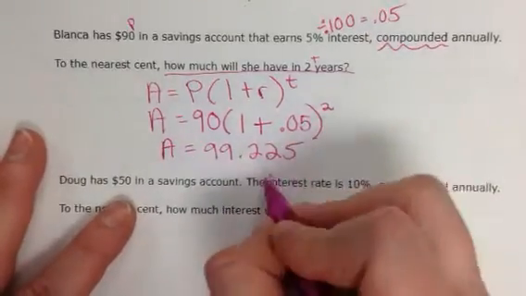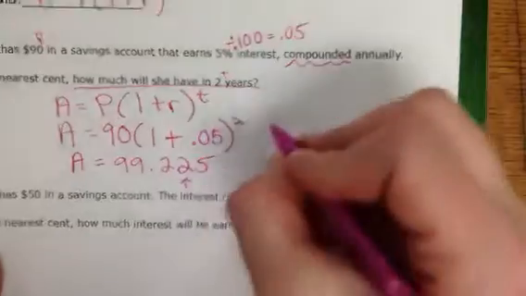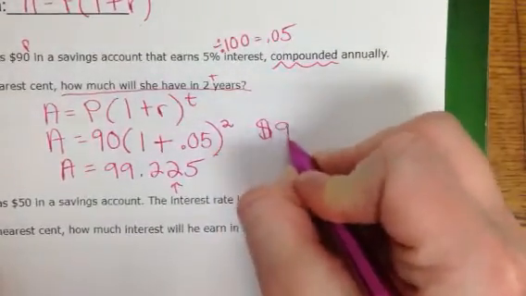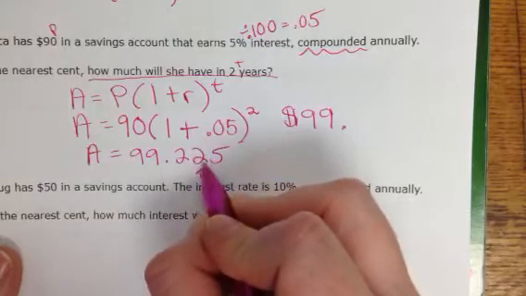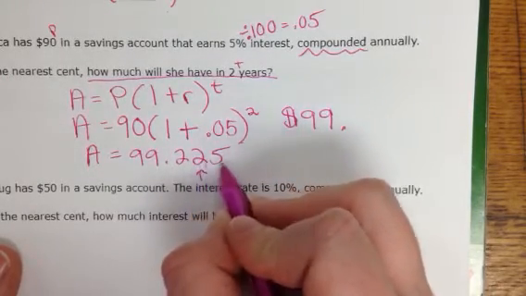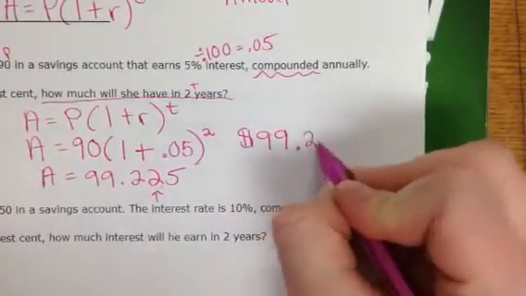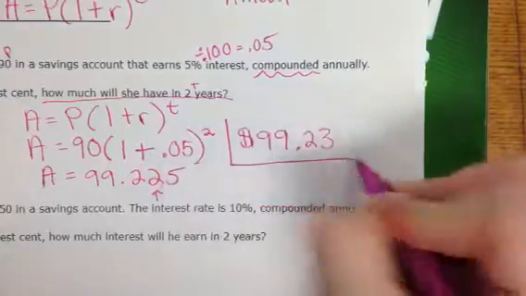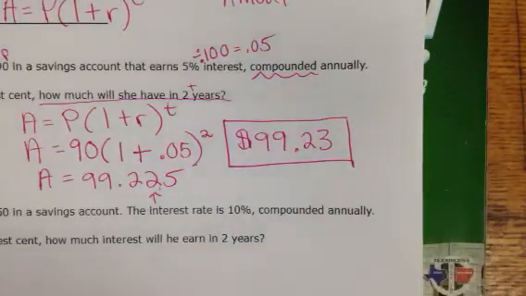But, of course, money would stop right here, so I have to round it off to be $99, and so I'm looking at that 2. I have to ask myself, is it going to be a 2 or is it going to go up to a 3? So I look directly behind it. The 5 will make it go up to a 3, so 23. That answers their question, how much will she have in 2 years?